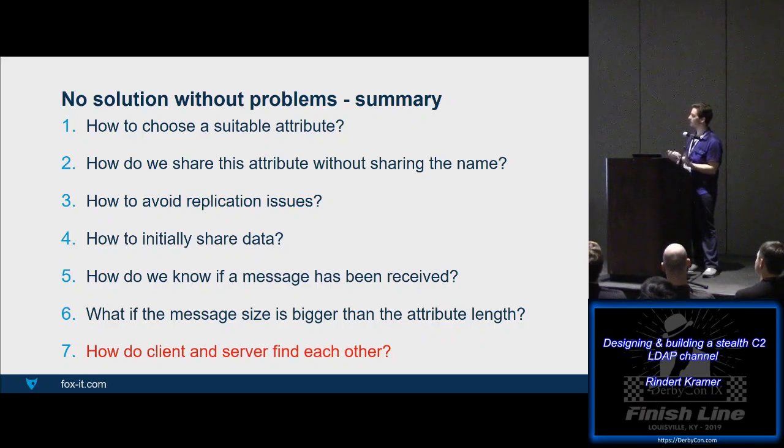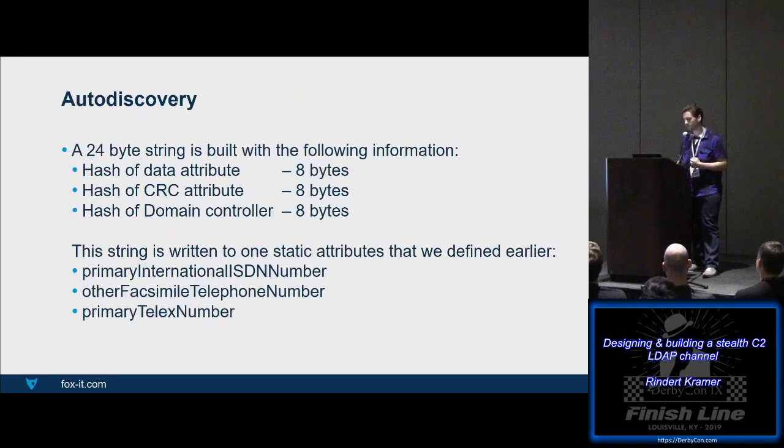But how do client and server independently find each other? A 24-byte string is built with the hash of the data attribute, the hash of the CRC attribute, and the hash of the domain controller. That hash is written to one of the static placeholder attributes that we defined earlier.